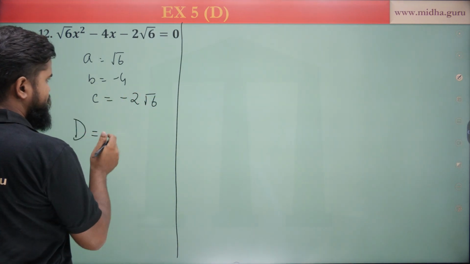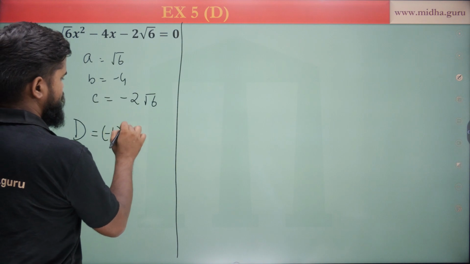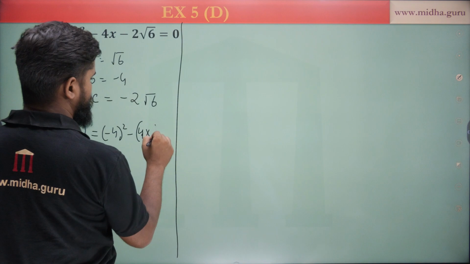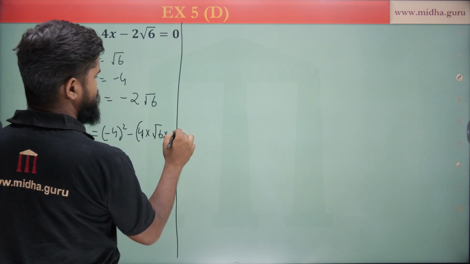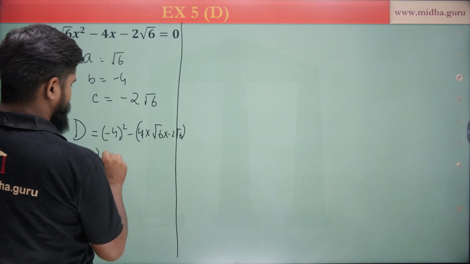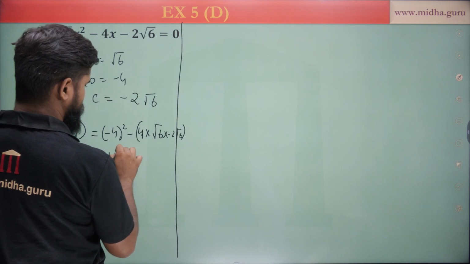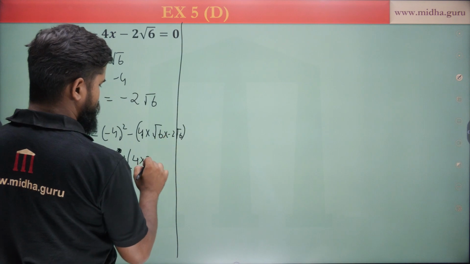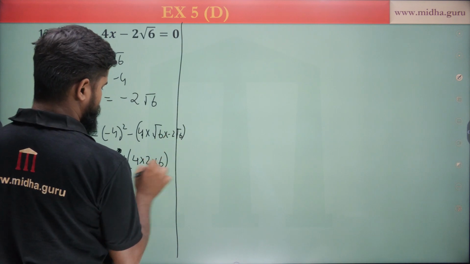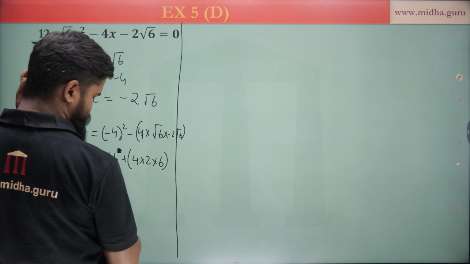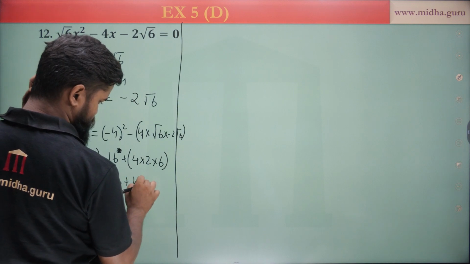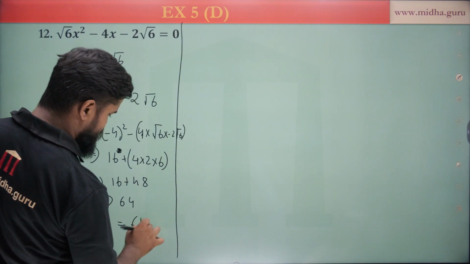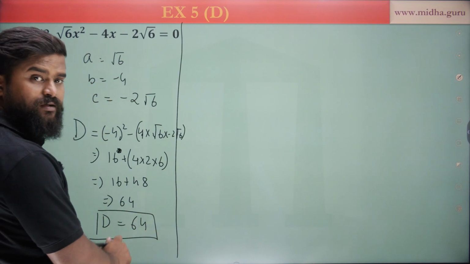From here we can say that d is b square, which will be minus 4 squared minus 4 into a being root 6, c being minus 2 root 6. So 4 squared will be 16, and minus will become plus, and we have inside 4 into 2 and root 6 into root 6 becomes 6. So now we have 4 into 2, 8 into 6, 48. So the discriminant is equal to 64.